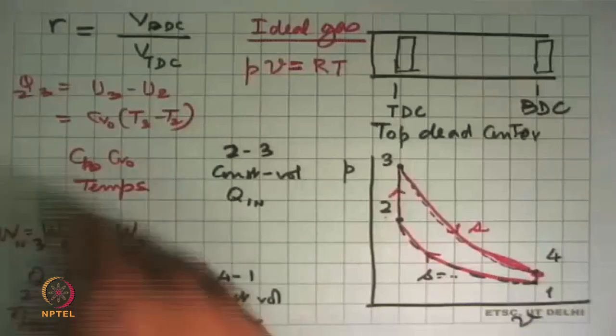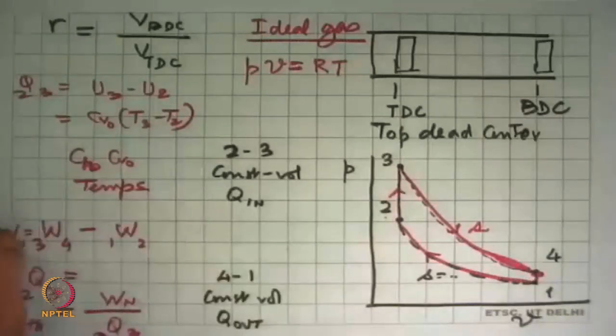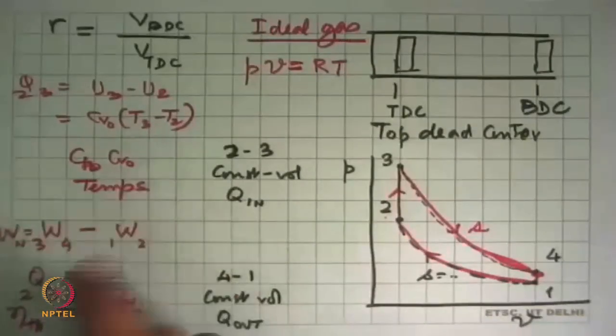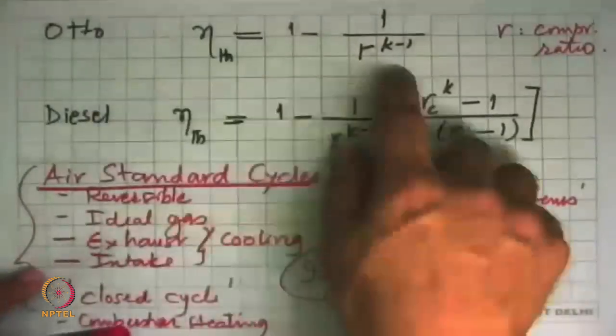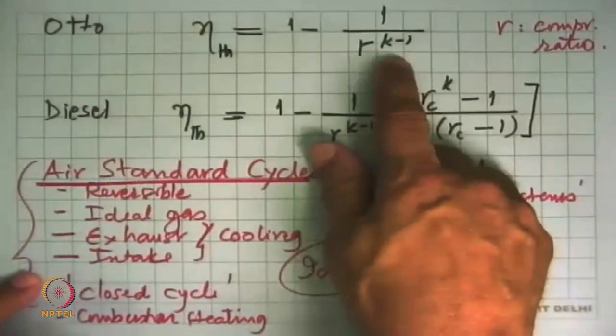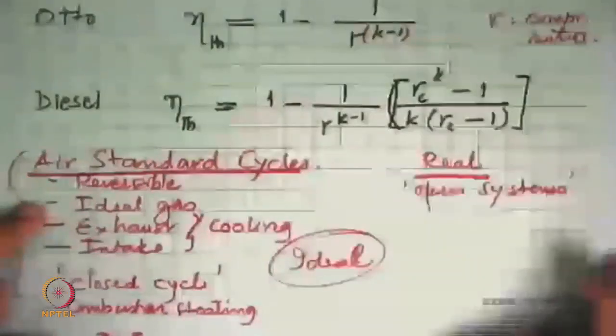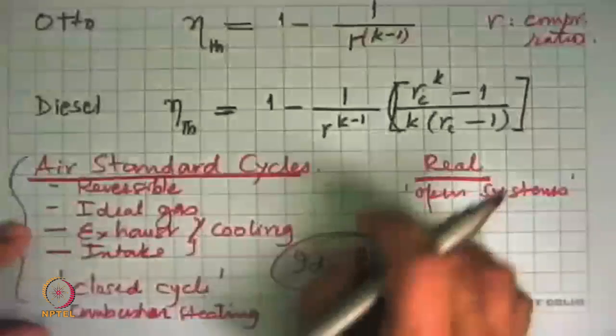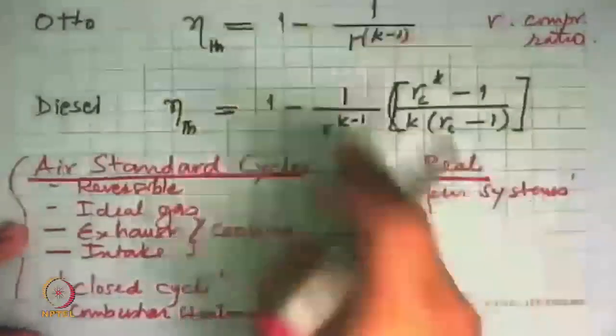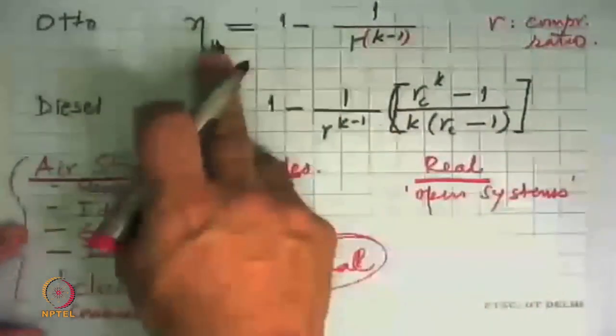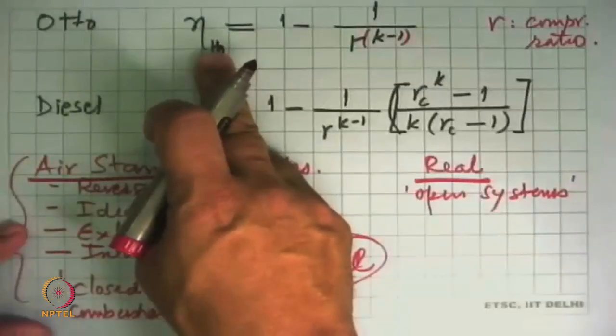And when you solve all these things by putting all these T's and CP's and CV's, we get the relation which is the first equation here, this one. 1 minus 1 upon R to the power K minus 1. So this is the exponent. When you keep increasing R, gradually the efficiency goes up.